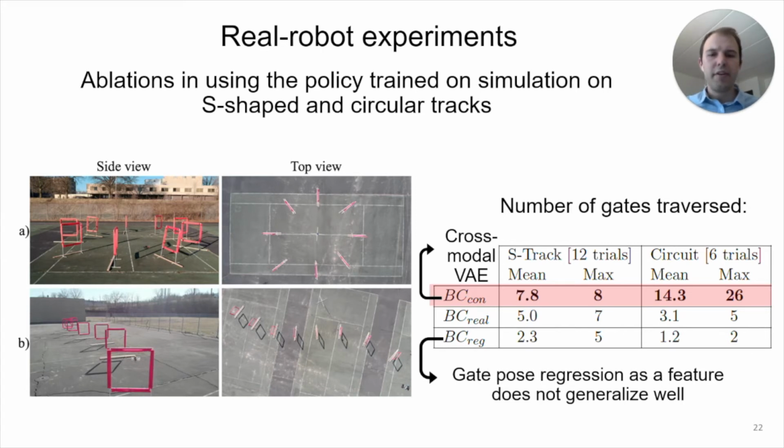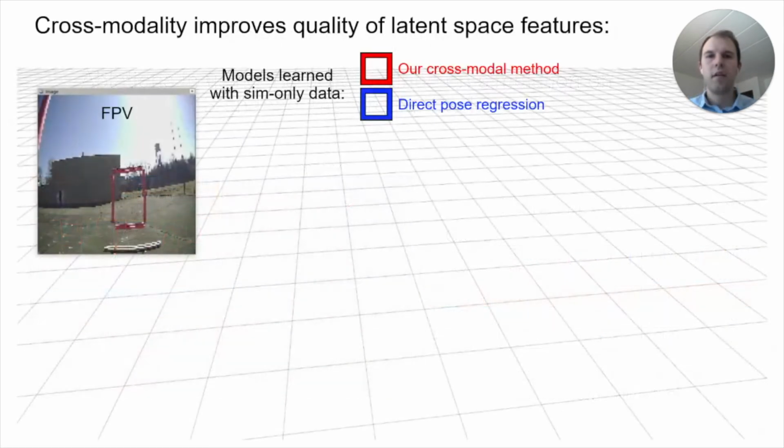And for example, on the third line, we have a method that did quite well in simulation, where we were using as feature the estimated pose of the gates relative to our aircraft. But when you deploy this method in real life, it actually does quite poorly.